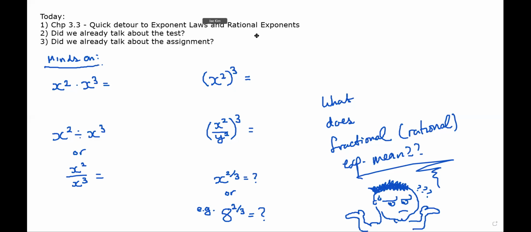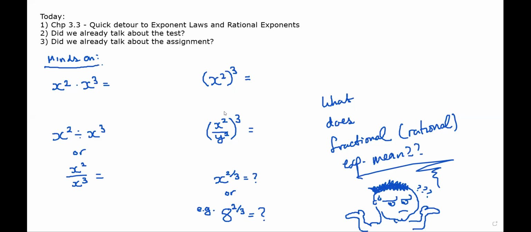Okay, so for the most part, it's just a very, very quick minds-on. I am going to take us into chapter 3.3. That's a bit of a detour to all the exponential functions we've been doing. Just to give you a heads up of where we're going, you would have expected this if you've been keeping track of our monthly schedule, the Google Doc, the Excel sheet that we have.